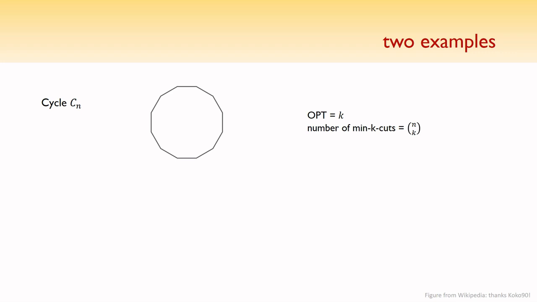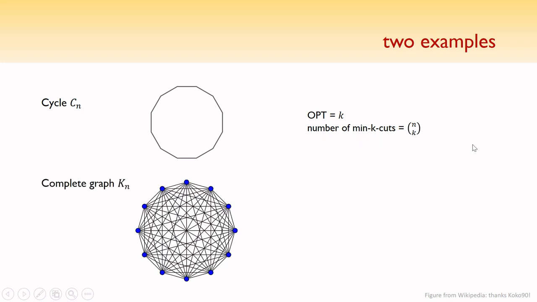One such graph is the cycle, where the opt is K. We imagine all the edges are unweighted, so they have weight 1. So opt is K, and that's achieved by cutting off any K edges of the cycle. And the number of such min K cuts becomes n choose K. The other example is a clique, where opt is achieved by cutting off any k-1 singleton vertices, which has cost roughly n times k. The number of such cuts is n choose k-1, which is roughly again n choose k. So this should have been k-1.